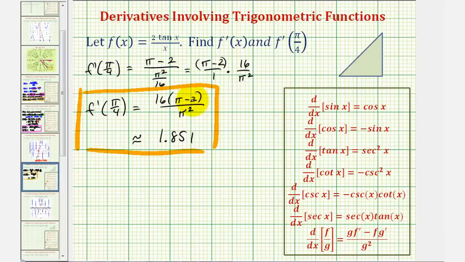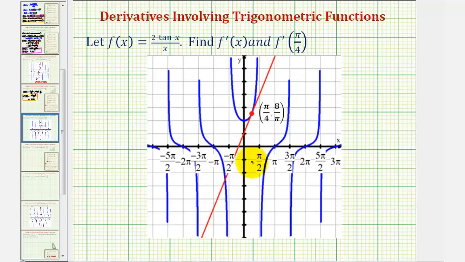But to check this graphically, we'll now take a look at the graph of the given function and the point on the function when x equals pi over 4 radians. If we sketch the tangent line at that point, the slope should be approximately 1.851. The function is graphed here in blue. Notice when x equals pi over 4 radians, this would be the point on the function. To find this corresponding y-coordinate, we'd have to substitute pi over 4 radians into the original function here.